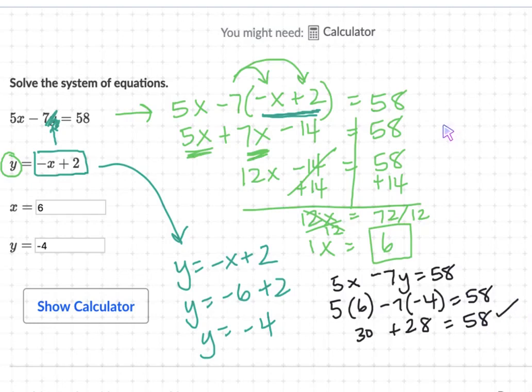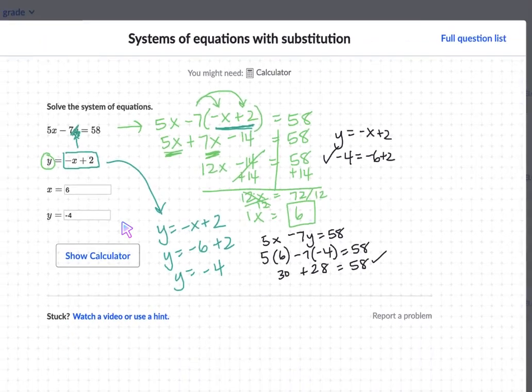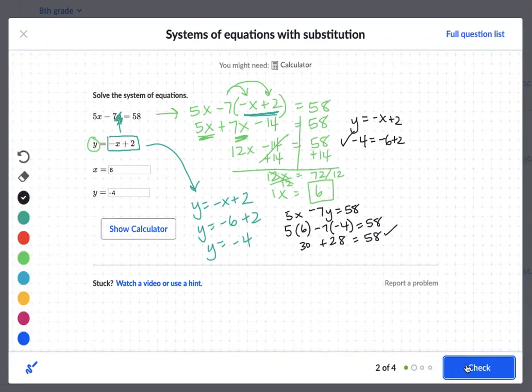Try that with the second one. Y equals negative x plus 2. Instead of y, we're putting in negative 4. Instead of negative x, we're putting in negative 6 plus 2. And that is correct as well. So I'm pretty confident that that answer is correct.